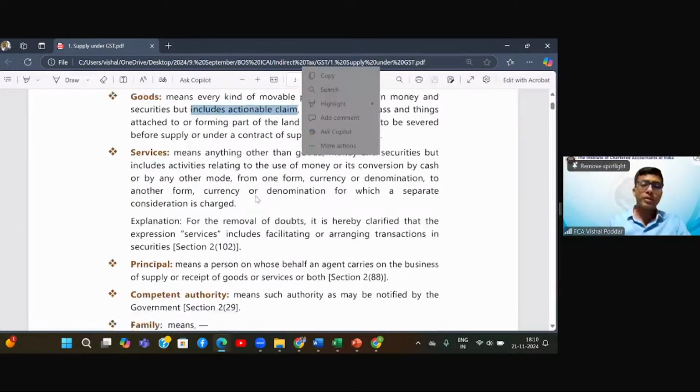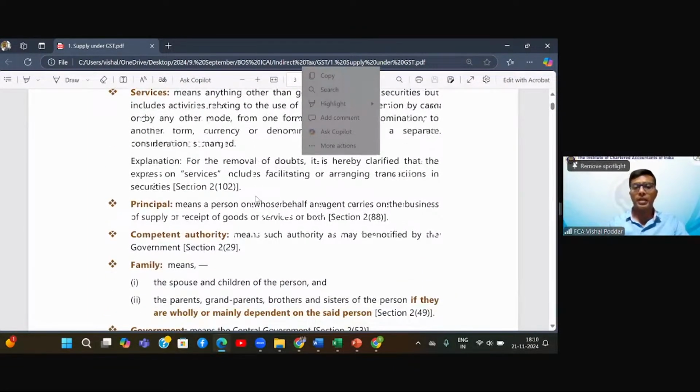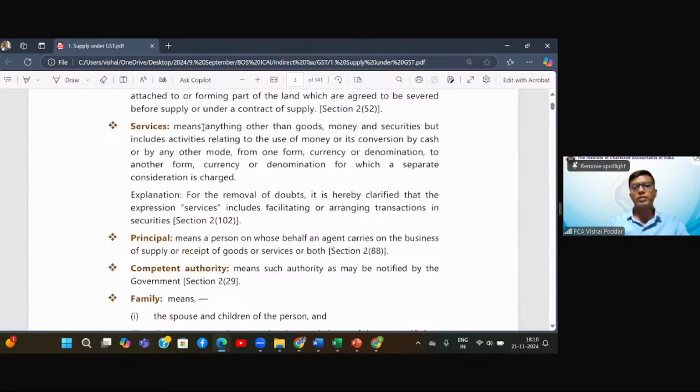And then we further discussed that goods also includes actionable claim. And if you all remember, we discussed the definition of actionable claim in detail. Then how is service defined? Service is defined to mean everything other than goods. So it can be anything, even immovable property, which is not goods, will now be service. Further, it excludes money and security. So money and security is excluded from goods and service both. So effectively, there can be no supply of money and securities per se.